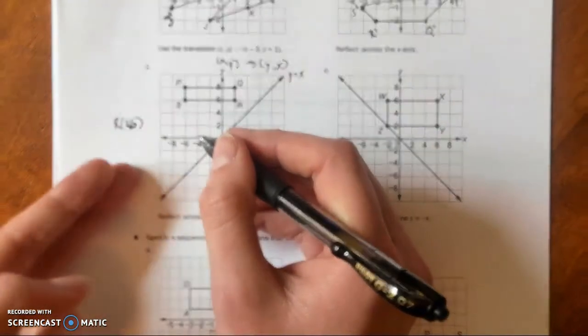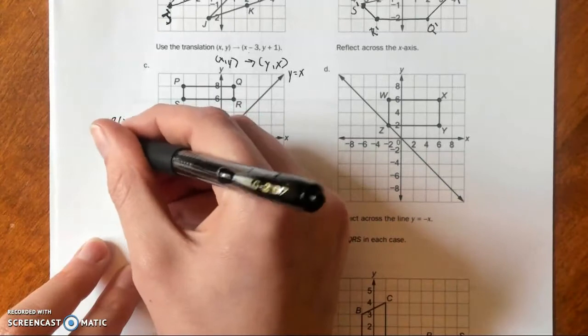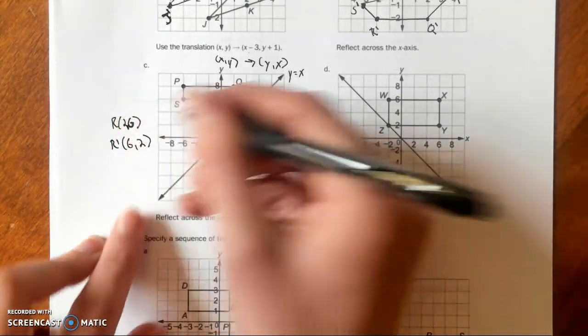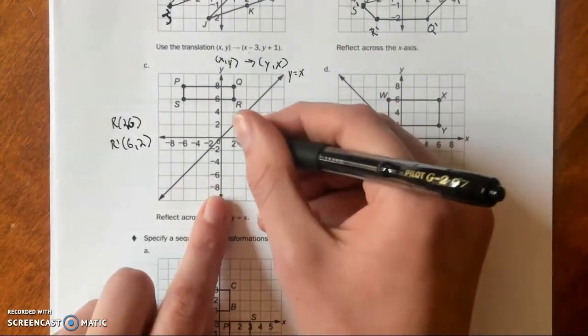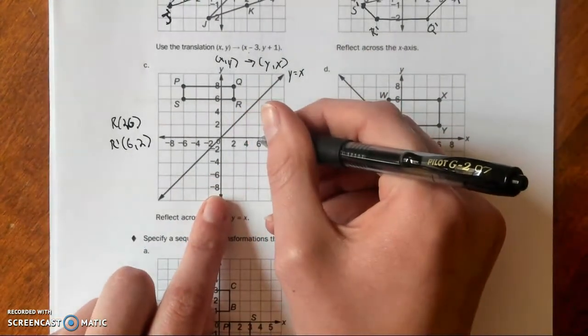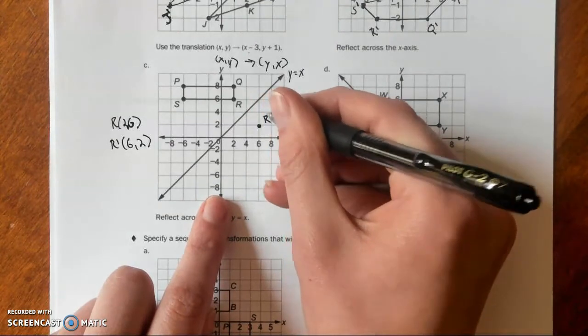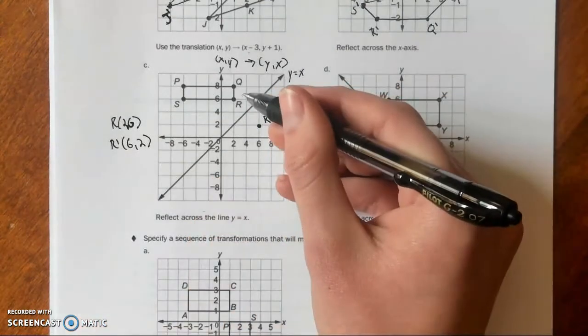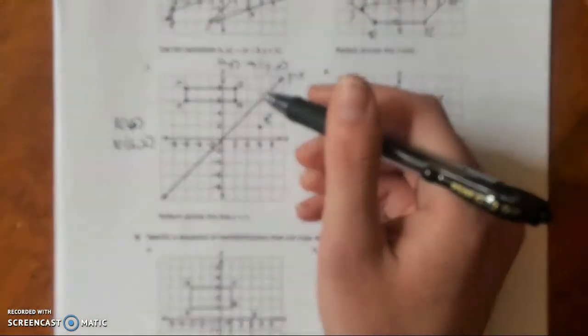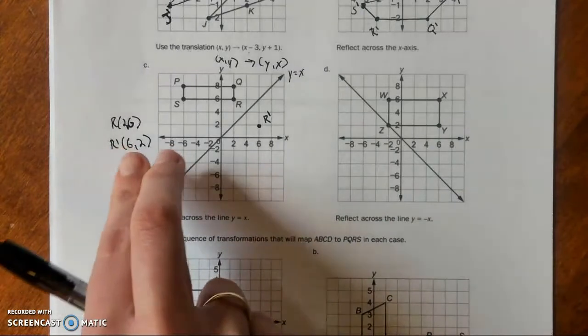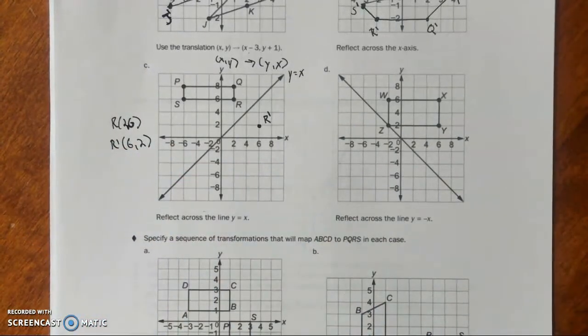So if you flip the numbers, R prime will become 6, 2. So let's plot that. 6, 2. And that's the new R prime. And again, I'll pause right here so you can complete Q, P, and S. And just remember that you're flipping the numbers for your new coordinate.